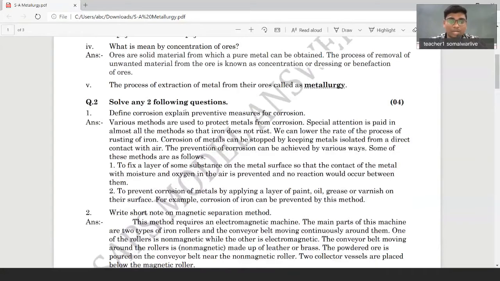Define corrosion and what are the preventive measures? Corrosion is the slow decay or destruction of a metal by the action of atmospheric air, moisture and acid. Now, how to prevent corrosion? You can fix a layer of one substance on another substance, a coating, to prevent corrosion. You can coat a non-corrosive metal over a corrosive metal. For example, iron corrosion can be prevented by painting. You can always give any number of examples in corrosion. So it is a very simple question.